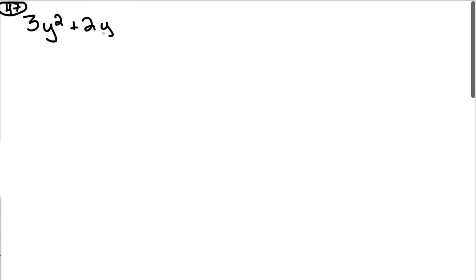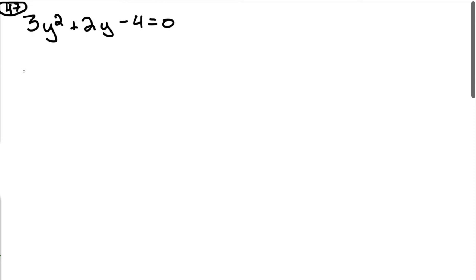Okay, so now for the last example, we're going to do a quadratic formula problem. So the last problem that I have here is problem number 47. So I'll just put the 47 there. Okay, and the problem is we need to solve 3y squared plus 2y minus 4 equals 0. And we're going to use the quadratic formula.